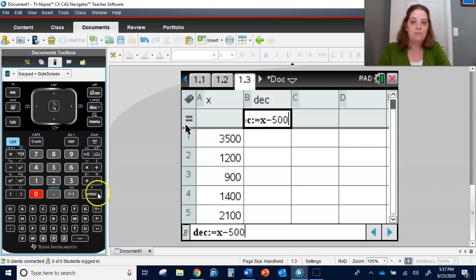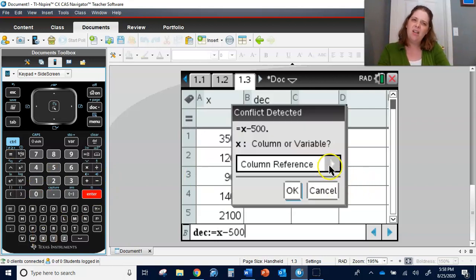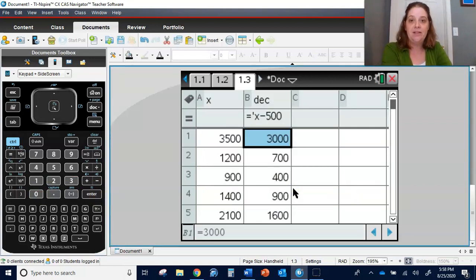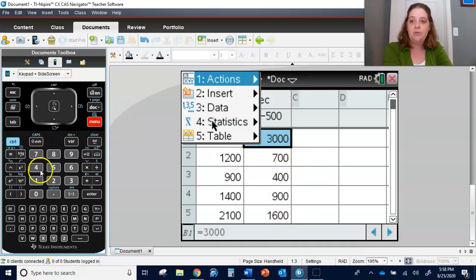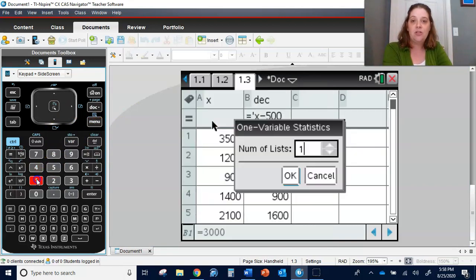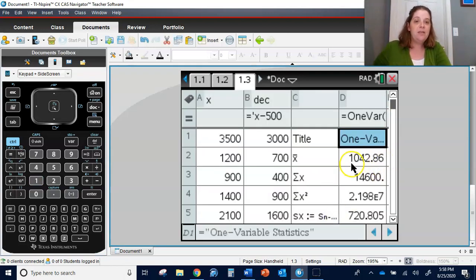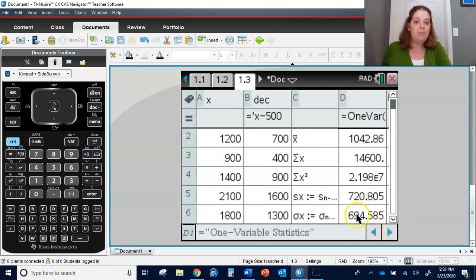And when I hit enter, it's going to say, did you mean the column X or the variable X? So I definitely mean the variable. So that is 3,700, 400. Each of these numbers has just been decreased. And I'm going to run my one variable statistics: menu, statistics, stat calculations, one variable statistics, one list, and this time I want the mean and standard deviation of this decreased value. Now my mean is about 1,043, and my standard deviation, because again this is population, is still 695.